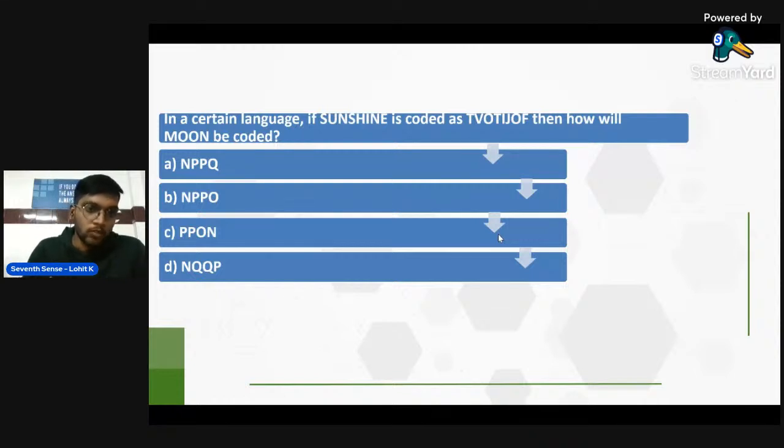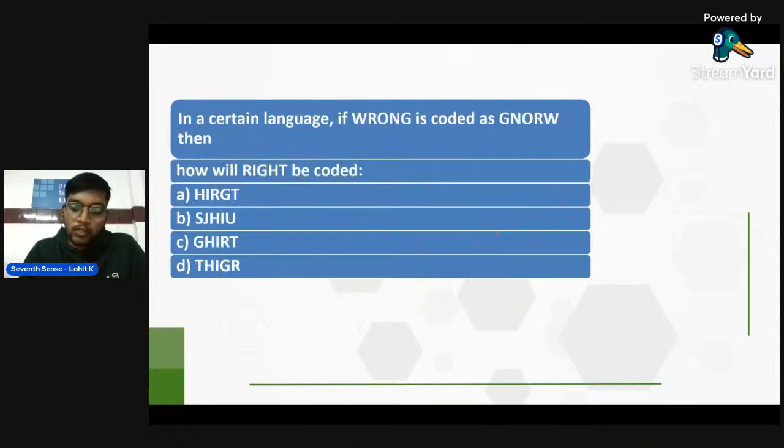Okay. Do the same thing for N. N is how much? N is 14 here. 14 plus 1 is how much? 15. So last should be O here. So answer will be NPPO here. Okay. Tell the answer for this one.